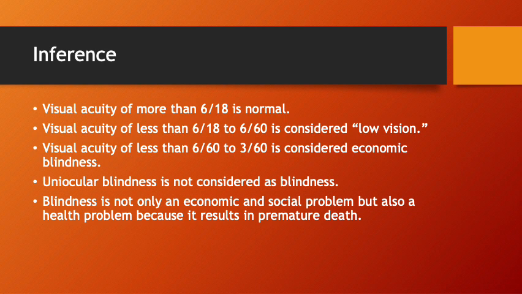So how do we infer the visual acuity? Visual acuity of better than 6/18 is taken as normal. Visual acuity of less than 6/18 to 6/60 is considered low vision, whereas visual acuity of less than 6/60 to 3/60 is considered economic blindness. Uniocular blindness is not considered as blindness. Blindness is not only an economic and a social problem, but also a health problem, because it results in premature death, which can be due to accidents or other similar causes.